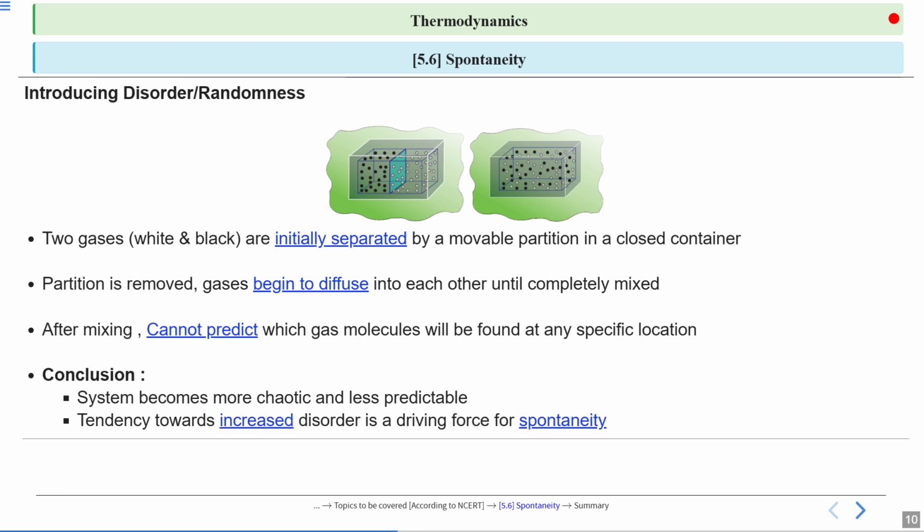And that disorderness, which we are getting in this chaotic situation, is the major factor for the process of diffusion to go on by itself. Or we can also say that your system is going to a much more random situation. Clear? So we are moving on to a new factor, which is randomness, which will now decide the spontaneity of a given process. Got it? So we have written a very strong line here. Tendency towards increased disorder is a driving force for spontaneity.